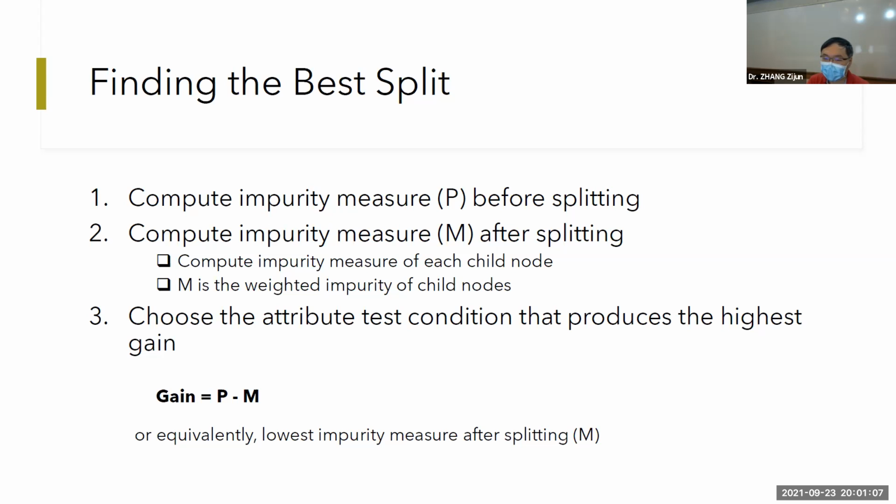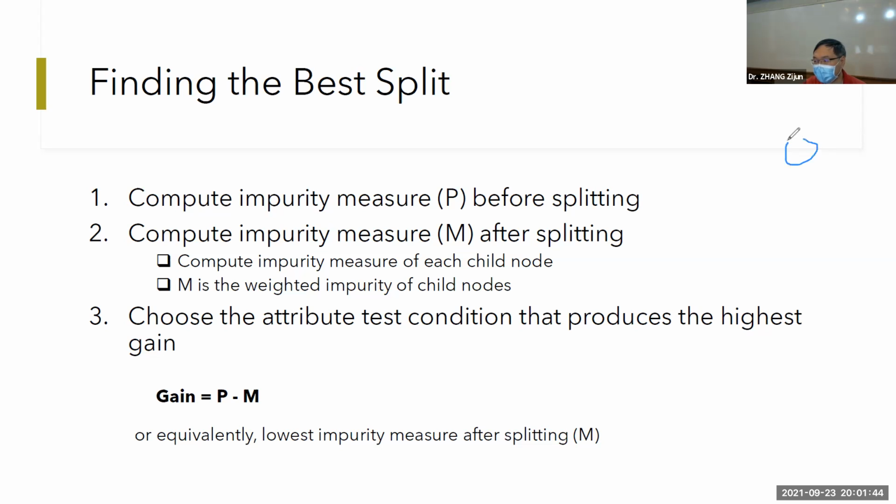So in finding the best split, you need to compute the impurity measure twice. First, you need to compute the impurity measure before splitting. Okay, then you compute the impurity measure after splitting. So in computing impurity measures after splitting, you need to first compute the impurity measure of each child node.